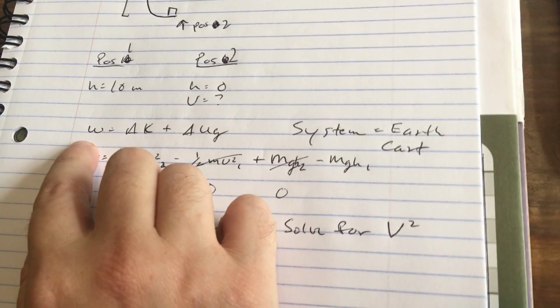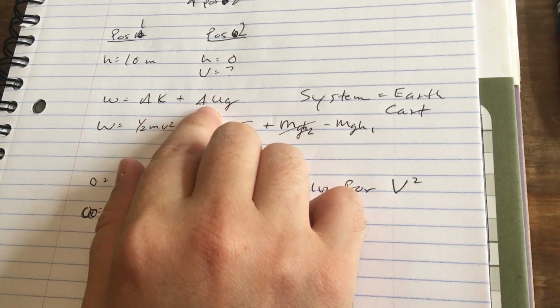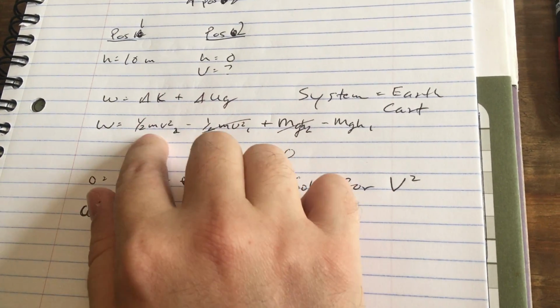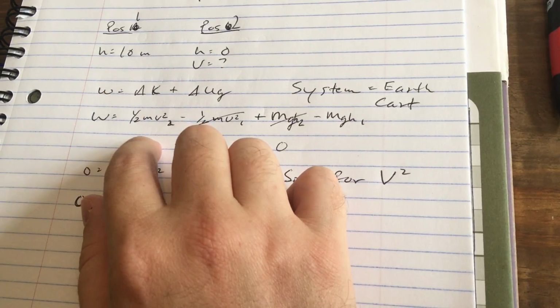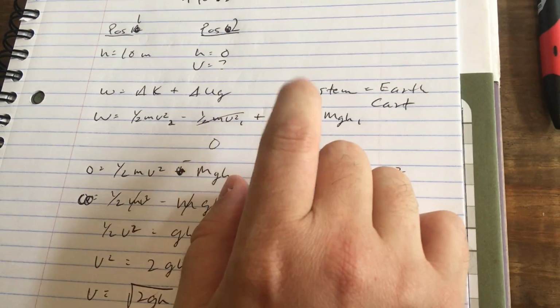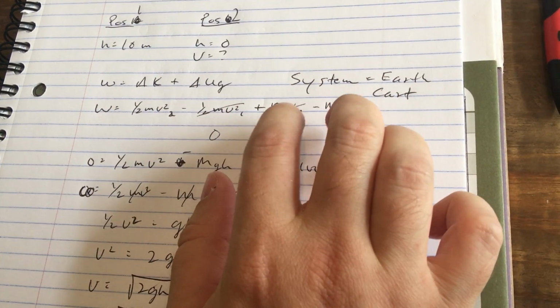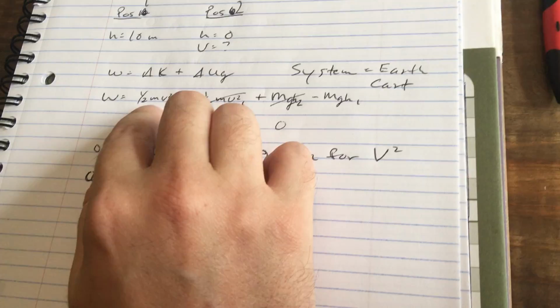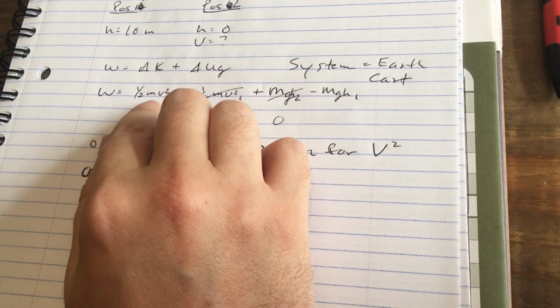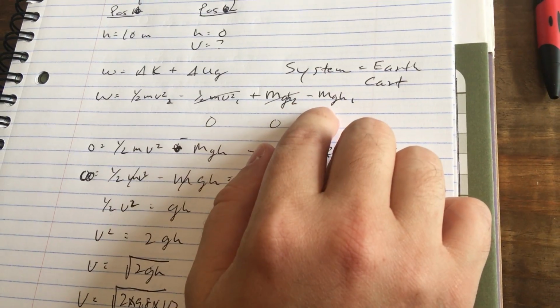So we come to our definition of work, which is the change in kinetic energy plus the change in potential energy. We break that down even further. The change in kinetic energy is kinetic energy at position 2 minus kinetic energy at position 1. Same thing over here: 2 minus 1, only we're doing potential energy. So 1/2 mv squared, 1/2 mass times velocity squared, and then here, mass times gravity times height.